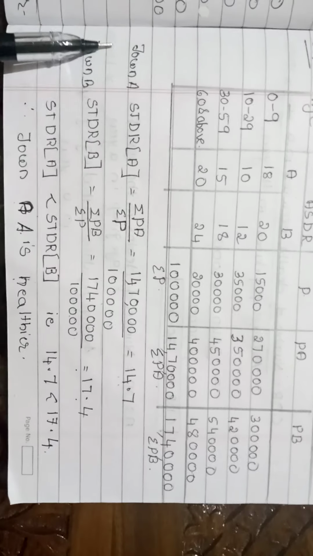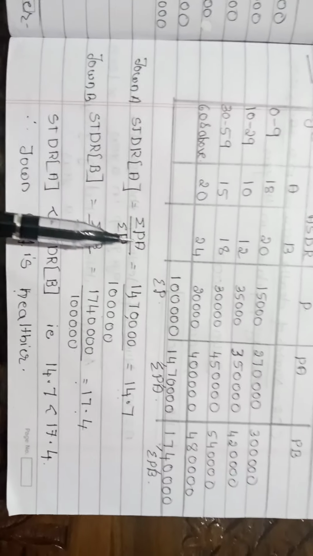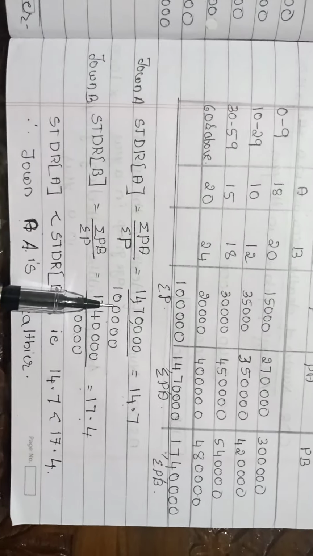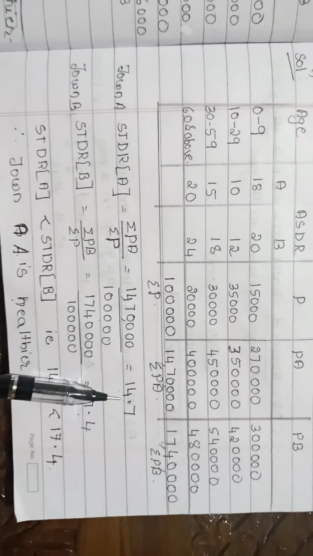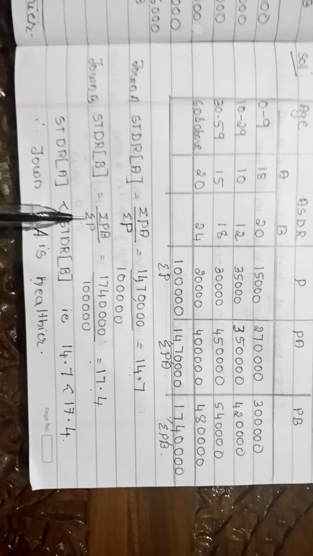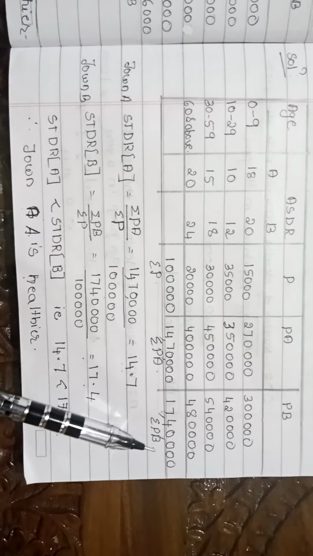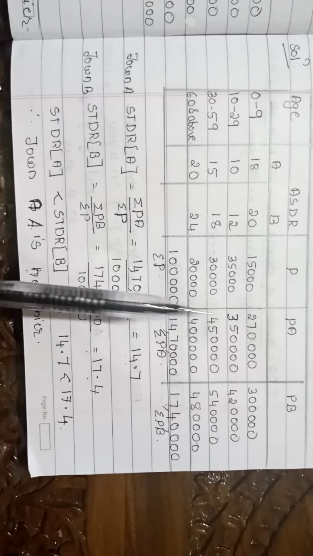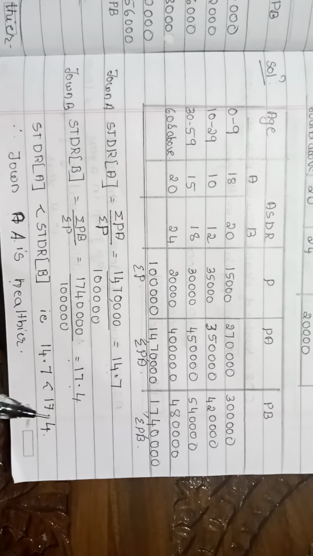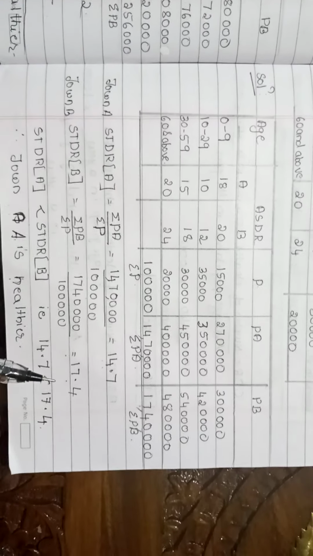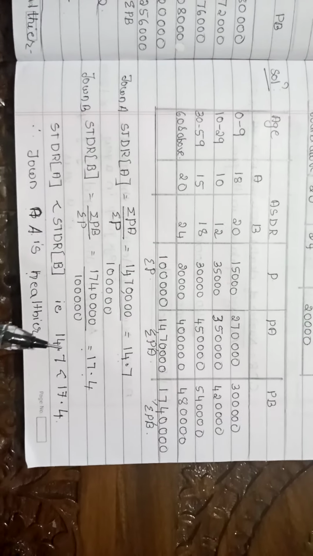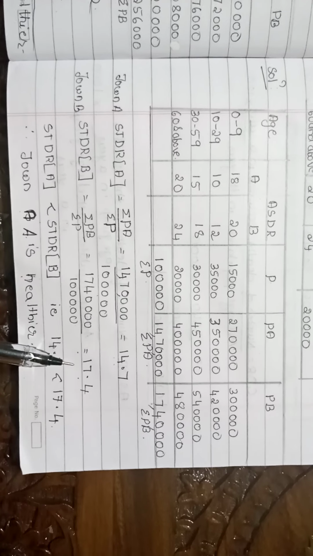Then town A, STDR value, summation PA upon summation P. Then we have substituted the column totals, we have got 14.7. STDR of B, summation PB upon summation P, summation PB last column total divided by standard population total is equal to 17.4. Here we should not consider deaths or the population total of a particular town. Standard population should be considered.